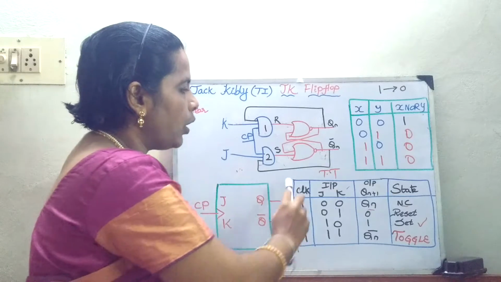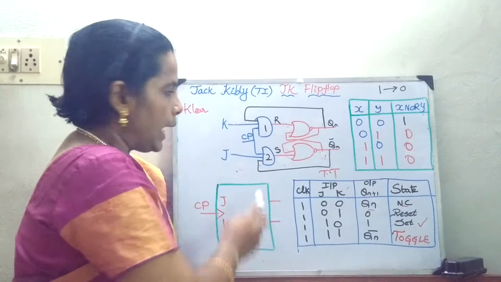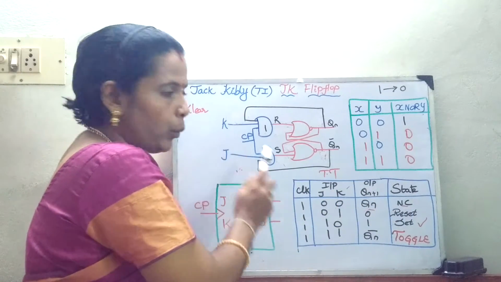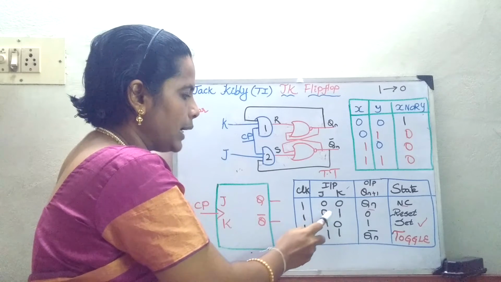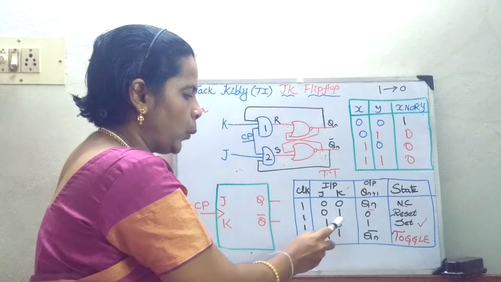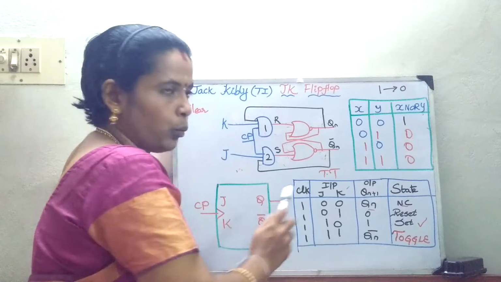Now moving on to the truth table. I am giving the clock pulse here. Whenever I give the clock pulse, I am going to analyze the four states: 0 0, 0 1, 1 0 and 1 1.